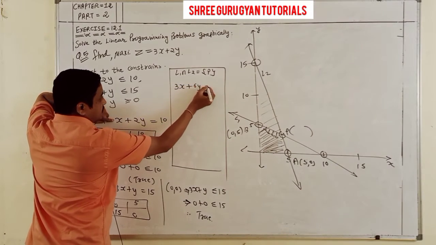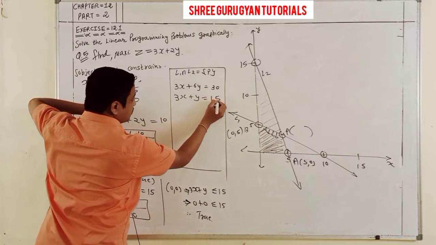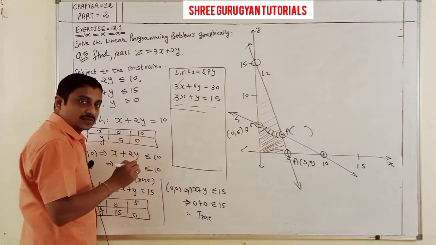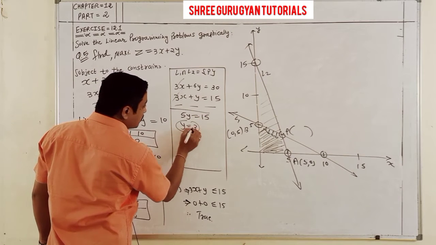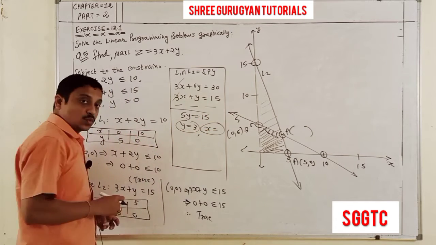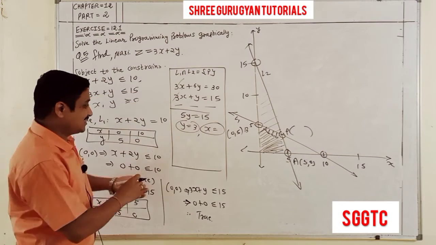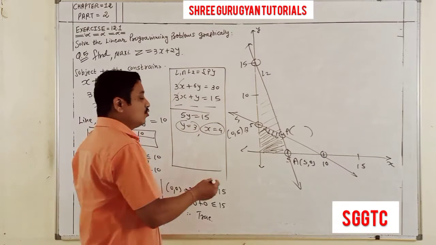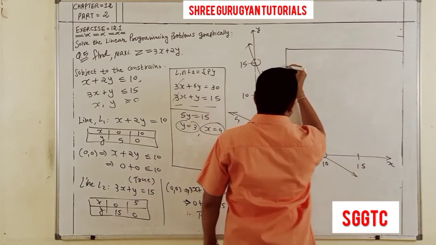3x plus 6y is 30, and the same 3x plus y is 50. Let's cancel. 5y is equal to 15, so y is equal to 3, and then x becomes... you put 3 times 6, 10 minus 6, which is 4. I mean (4, 3). And go to the table finally.